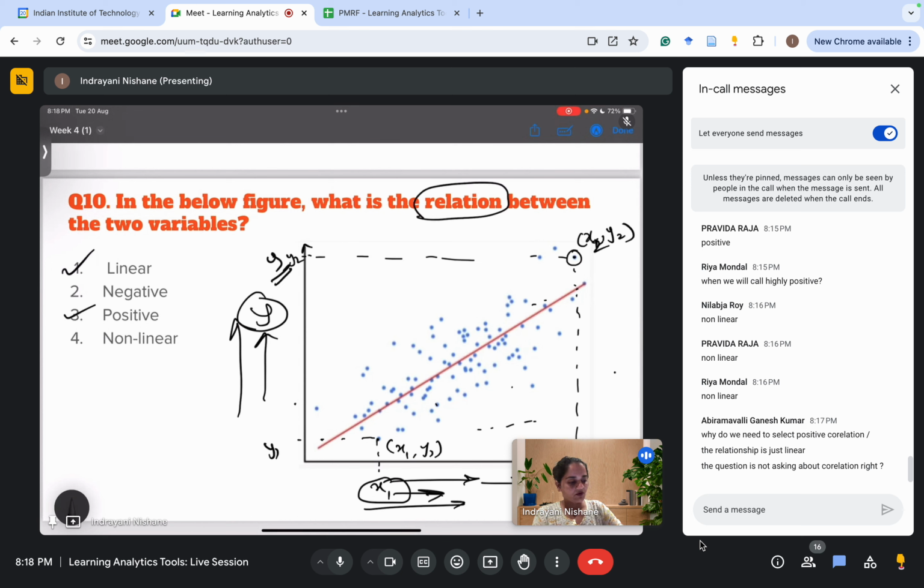But it is asking about relationship, no? What is the relationship between two variables? That means it is correlation. Correlation is nothing but the relationship of these two variables with each other. That's the correlation. How these values are correlated.